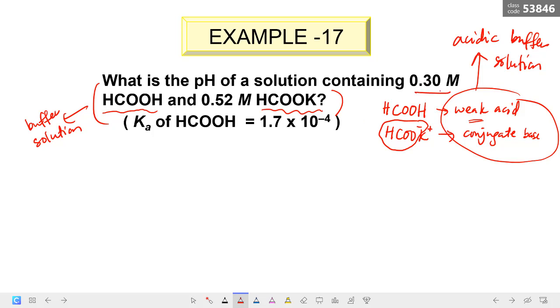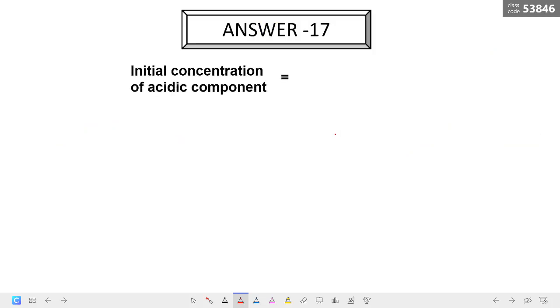Okay, ini semua information yang diberikan. We have the concentration of the weak acid and the concentration of the salt and also the Ka value. Okay, since kita dah tahu dia adalah acidic buffer solution, maka nak kira kita kena gunakan Henderson-Hasselbalch equation. Jadi, sekarang kalau you tengok initial concentration of the acidic component datang daripada weak acid. Okay, berapa dia punya initial concentration yang diberikan? Okay, 0.30 molar. It is stated in the question.